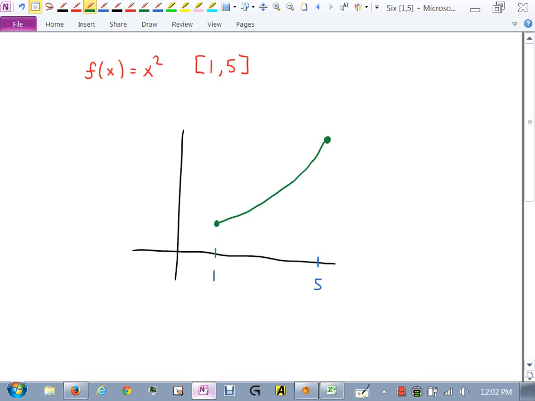There's x squared from 1 to 5. So what we did before was we found what first? Delta x, right? We had a formula for it: b minus a over the number of rectangles I have. In this case, how many rectangles? N. I'm not going to put 5, 10, or 100. It's n rectangles. I'll tell you what n is later. Okay, what else did we find?